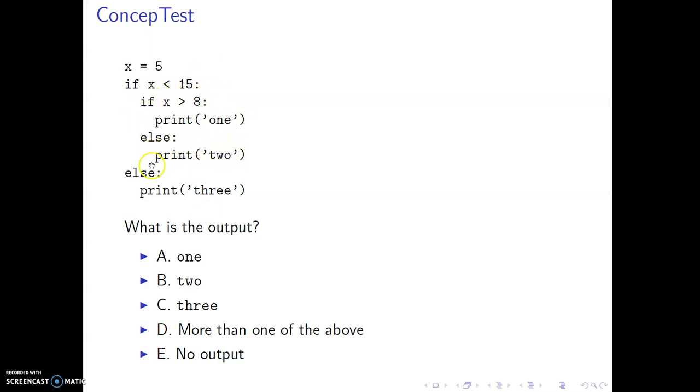This is our new sequence of statements. It happens to be another if statement. So this is what we call a nested if statement, because one is nested within a larger one. And what would be the output? Take a moment to think through it.